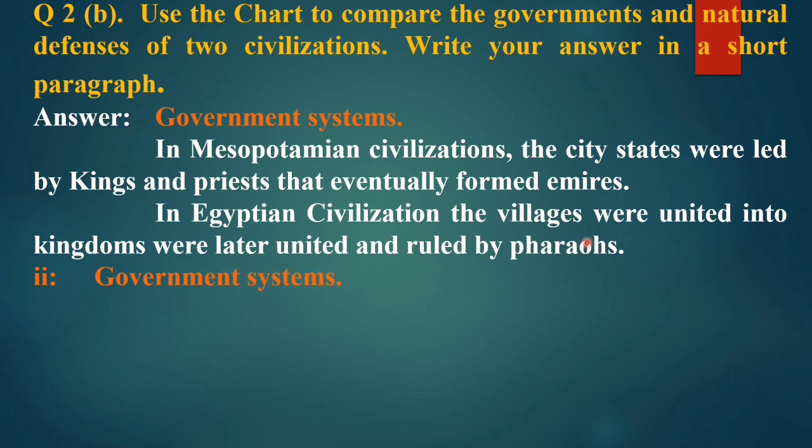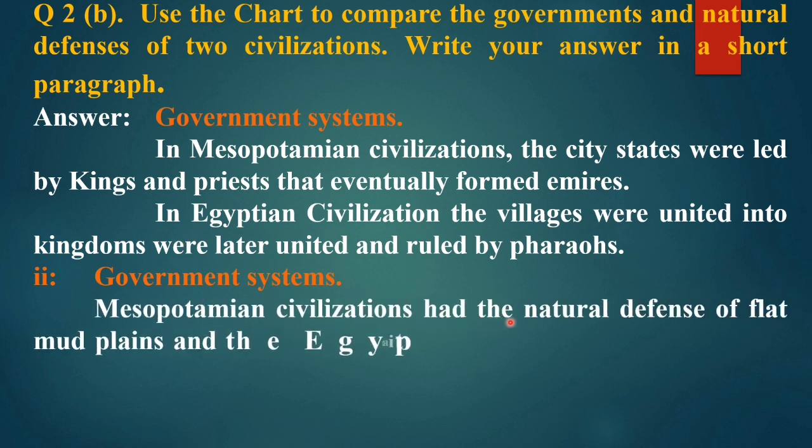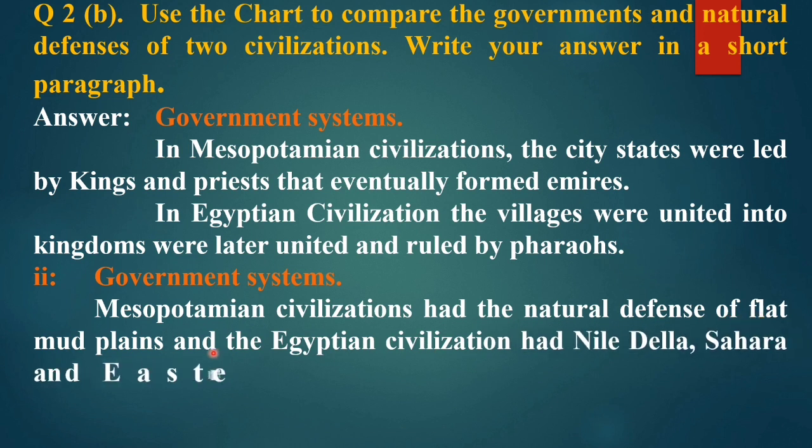Number two, natural defense of the chart comparing the two civilizations. Mesopotamia civilization had the natural defense of flat mud plains, and Egyptian civilization had Nile Delta, Sahara, and eastern deserts.